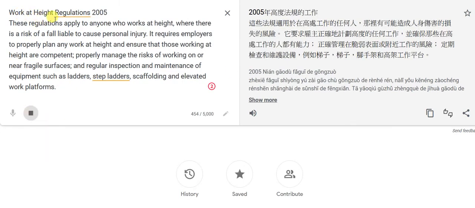Work at Height Regulations 2005. These regulations apply to anyone who works at height, where there is a risk of a fall liable to cause personal injury. It requires employers to properly plan any work at height and ensure that those working at height are competent, properly manage the risks of working on or near fragile surfaces, and regularly inspect and maintain equipment such as ladders, step ladders, scaffolding and elevated work platforms.